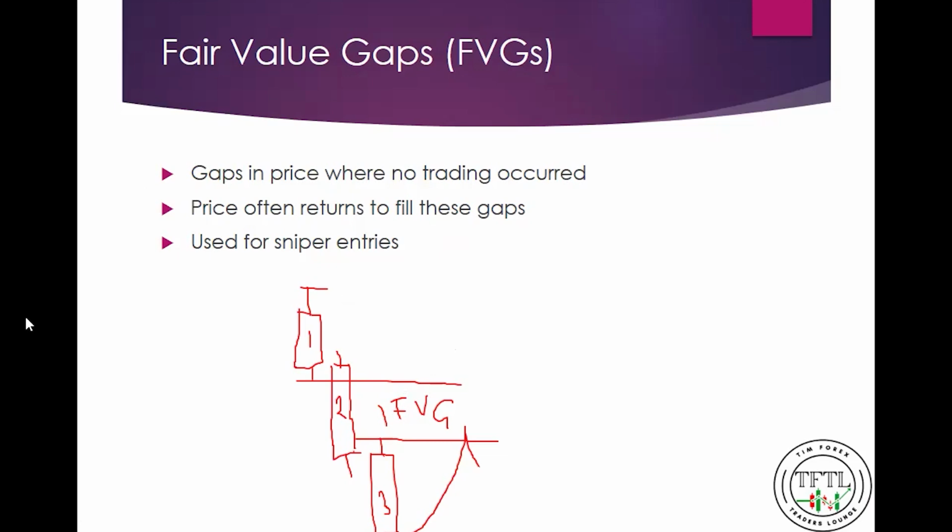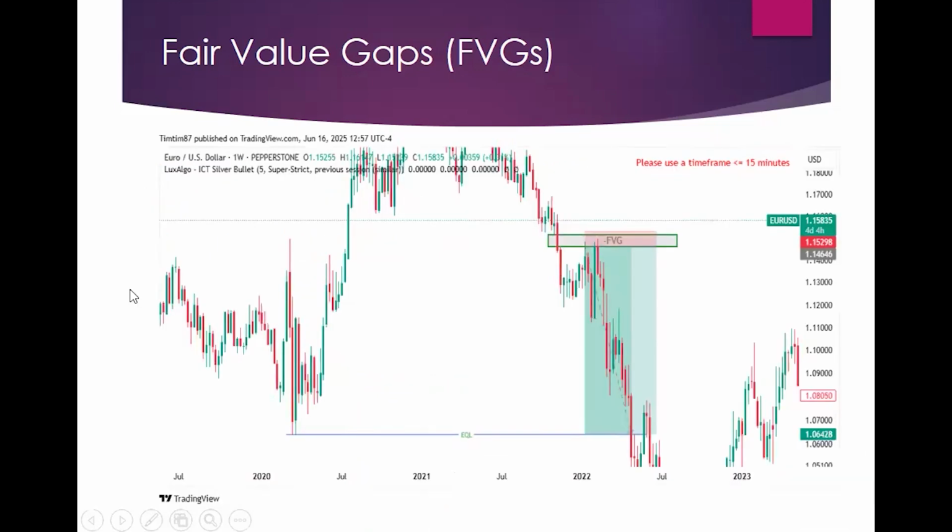Here is a very good example of a fair value gap. As you can see at this particular point, this is the first candle. Then we have this second candle, and then we have this third candle. So we take the wick of the third candle and the wick of the first candle, and this is where we get our fair value gap. We want to wait for the price to come to that point, and then we take a sell.